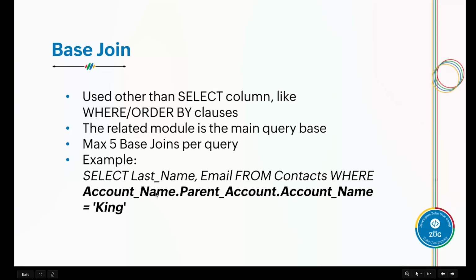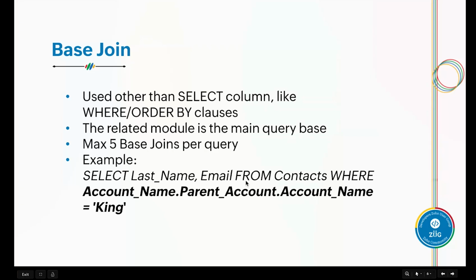So in my where clause, I have used the dot notation, account name dot parent account dot account name. So this will give me the account name of the parent account, and then I want to get only those contacts whose parent account of the account is king. So essentially I'm applying criteria here in my where clause. So I'm establishing a base join here because the dot notation is there in the where clause.